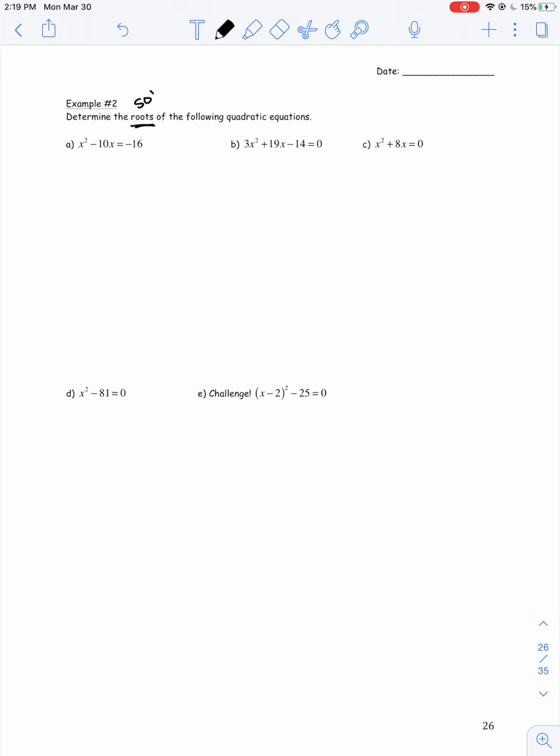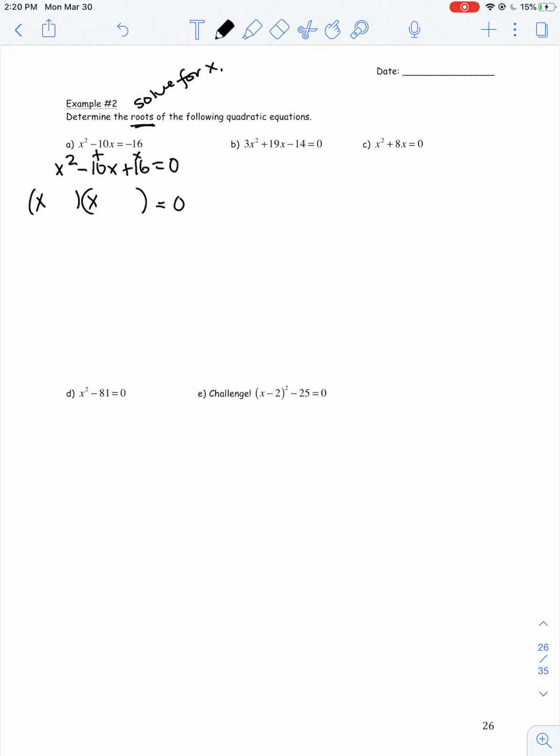Example number 2. Determine the roots of the following quadratic equation. Roots is just another way of saying solve for x, but we have to do it by factoring. So again, move everything to one side. Always make sure one of the sides equals 0.